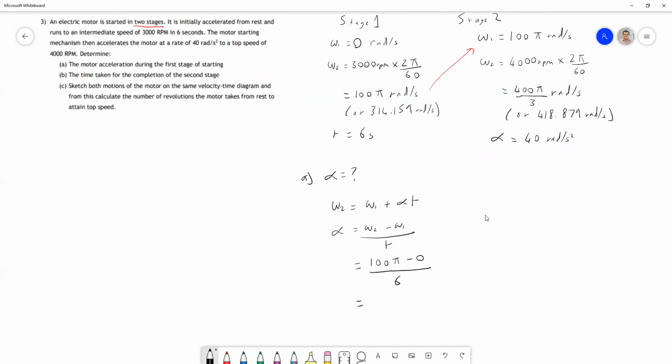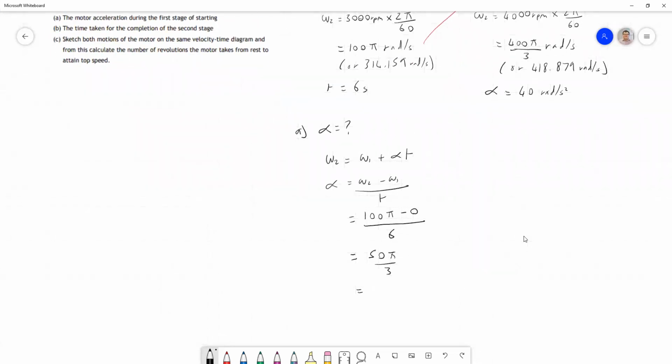Putting this on the calculator, 100 pi minus 0 is still going to be 100 pi. There's 100 pi divided by 6. And again, our calculator gives us a nice answer here of 50 pi divided by 3. But let's write this out for our final answer for part A in decimal form. And putting it into decimal form, we get an answer here of 52.360 to 3 decimal places, radians per second squared. And units are important because what we're being asked here is an angular acceleration. So we found out the angular acceleration in stage 1. And tick that off, that's all we need to do.